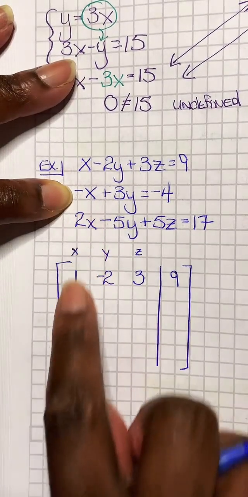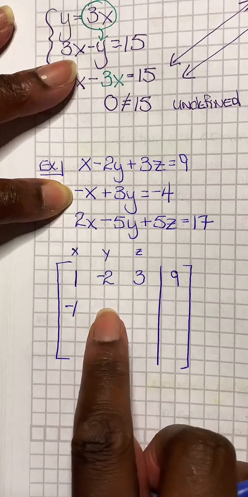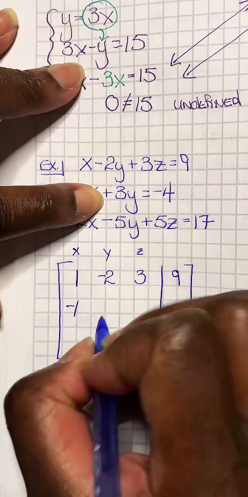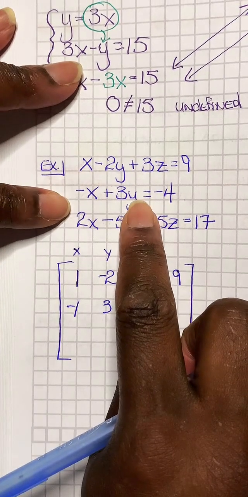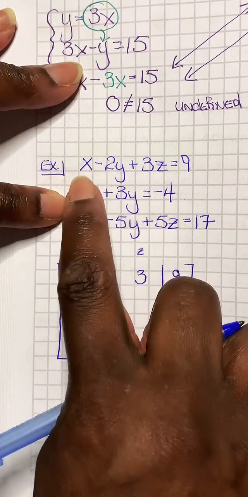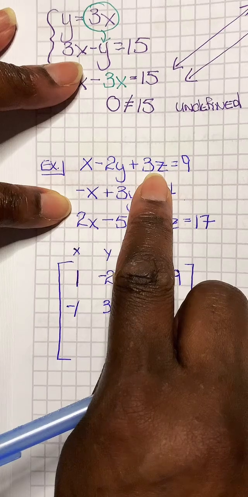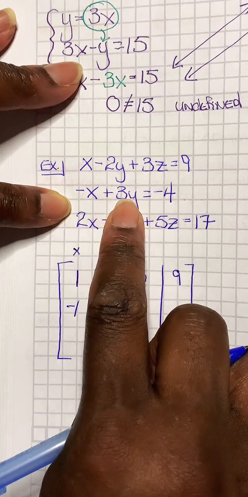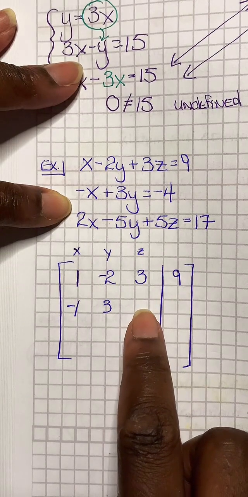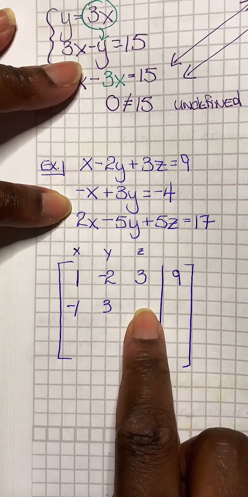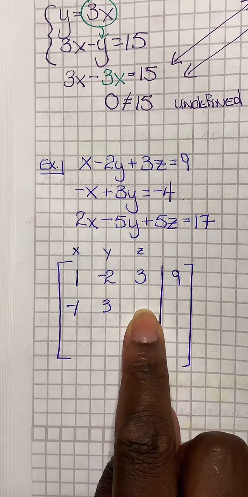So for our x, we have a negative 1. For our y, we have a 3, but we don't have a z. We had xyz for the first, we have an xy for the second. What do you think I could put here for the z? If you could take a guess.